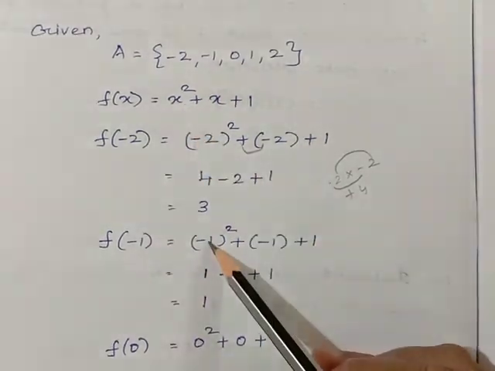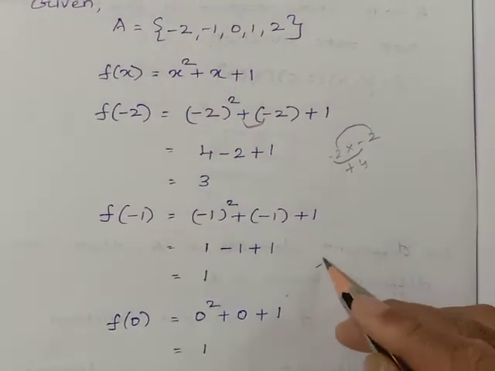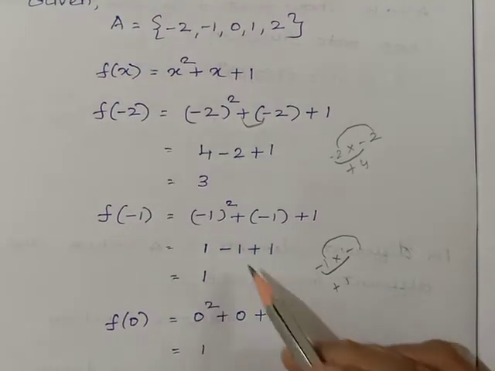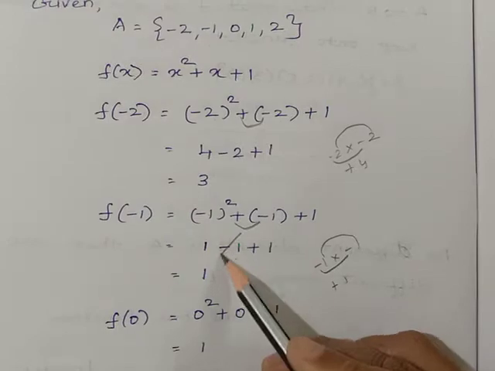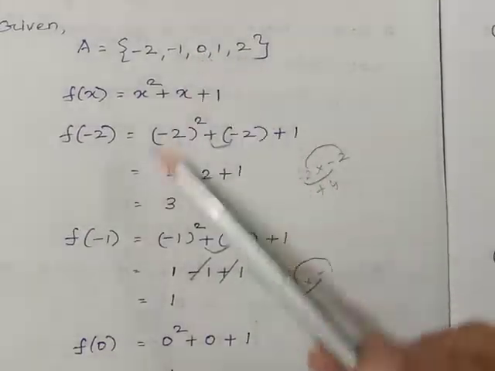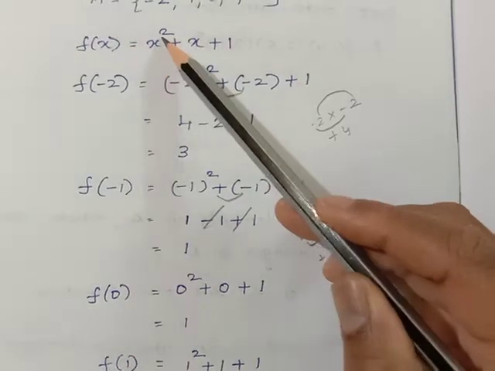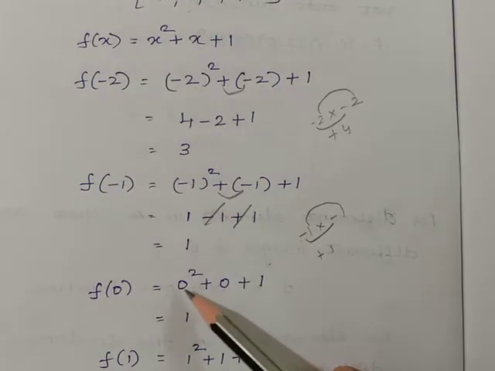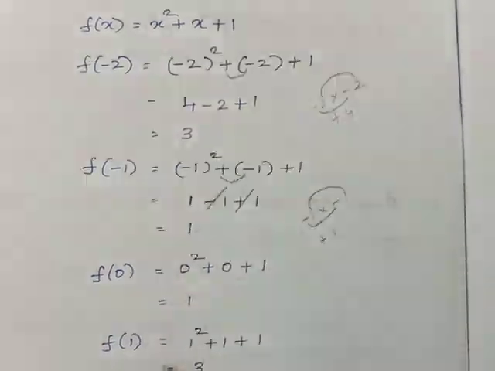Next, we are going to substitute -1 in the place of x. So, (-1)² + (-1) + 1. -1 into -1, 1 ones are 1, minus into minus plus. Plus 1, plus into minus, -1 plus 1. -1 plus 1 gets cancelled. Remaining is 1. Next, we'll substitute the value of 0. So, f(0) = 0² + 0 + 1. 0² is 0. 0 plus 0, 0. 0 plus 1, 1.